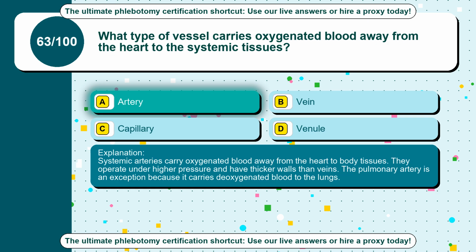They operate under higher pressure and have thicker walls than veins. The pulmonary artery is an exception because it carries deoxygenated blood to the lungs.